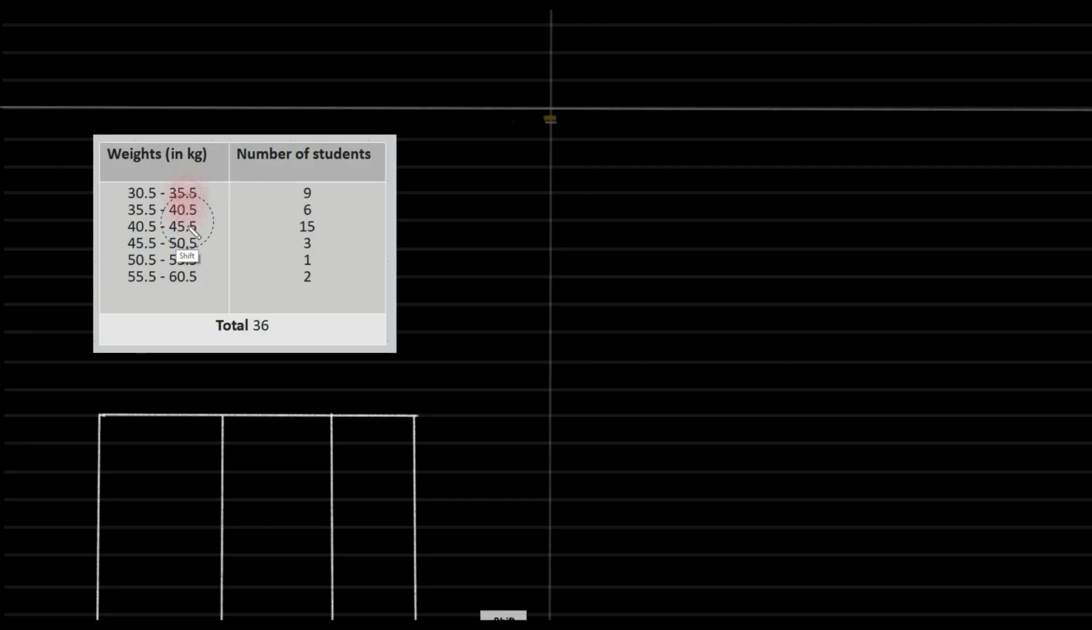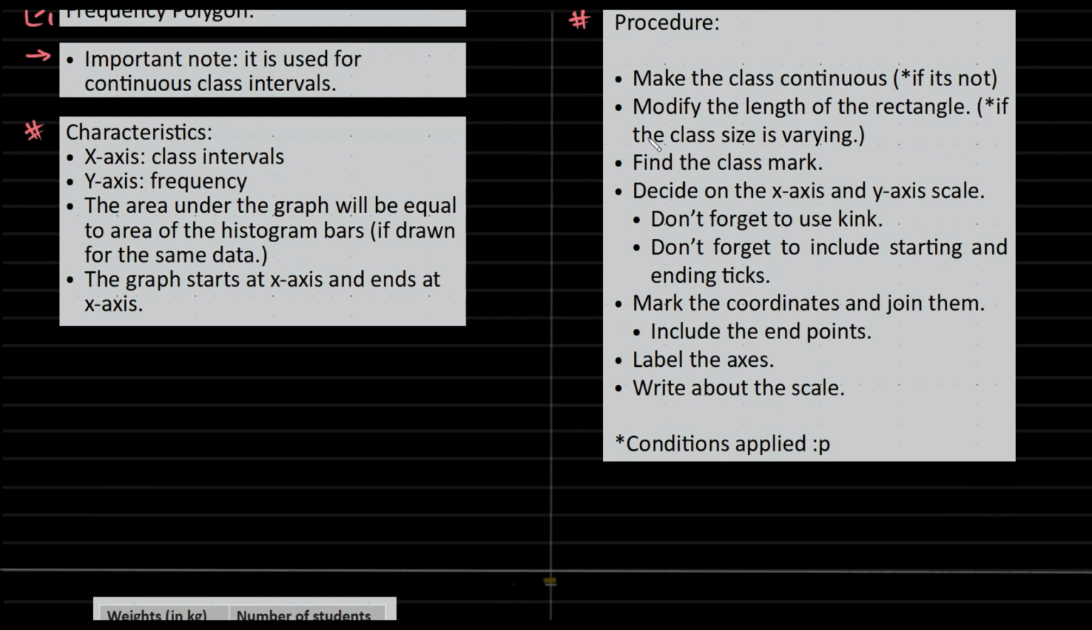upper limit and the lower limit of a class. So you can see the upper limit is 35.5 and in the next class it is 35.5. 40.5, 40.5. So you check two, you checked all. They won't give a mix of continuous and discontinuous. Modify the length of the rectangle if the class size is varying.